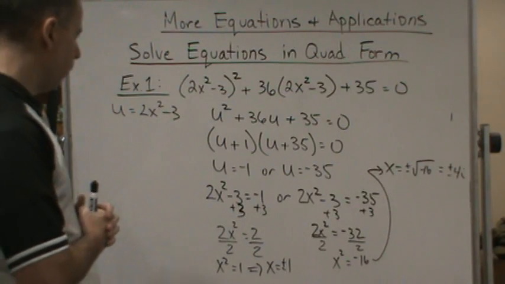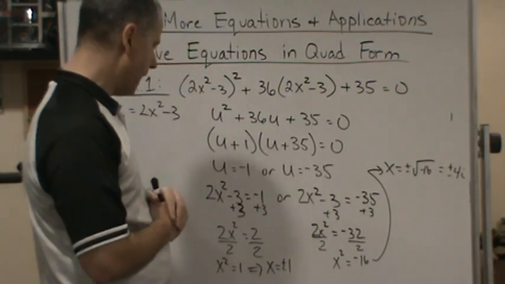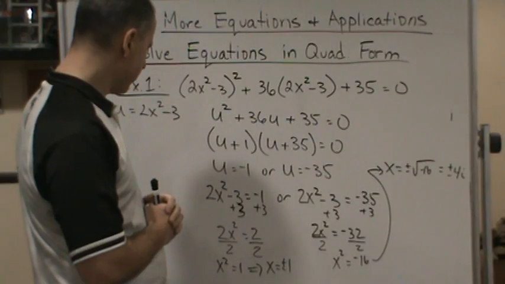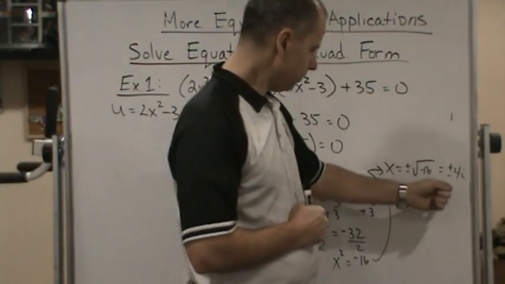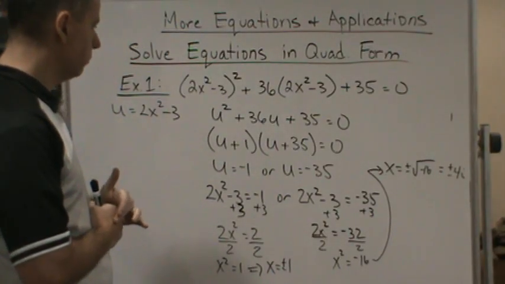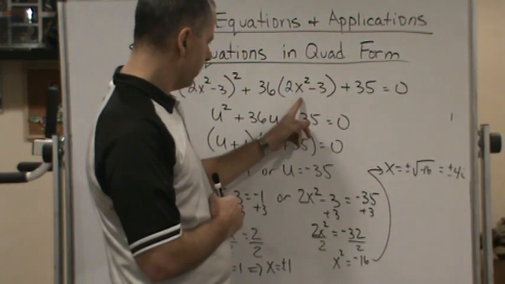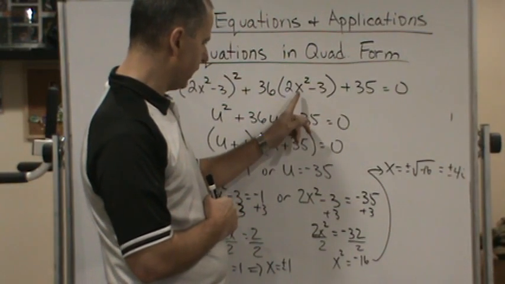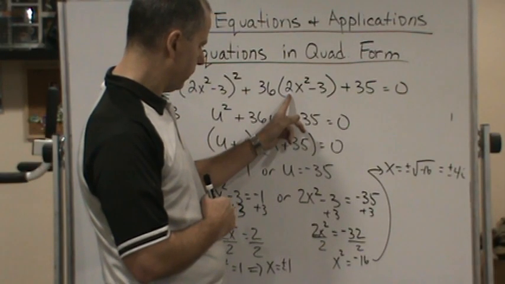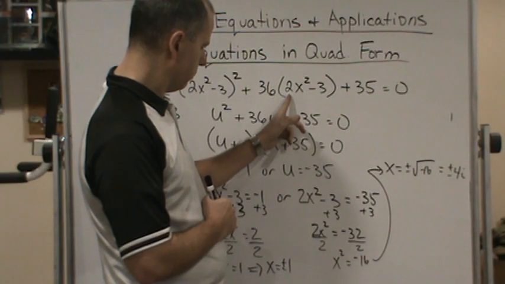And again, all you want to do at this point is substitute in your possible solutions, plus or minus 1 and plus or minus 4i. Okay, so again, if you put in 4i, this is going to give you -16, which is going to give you -32.